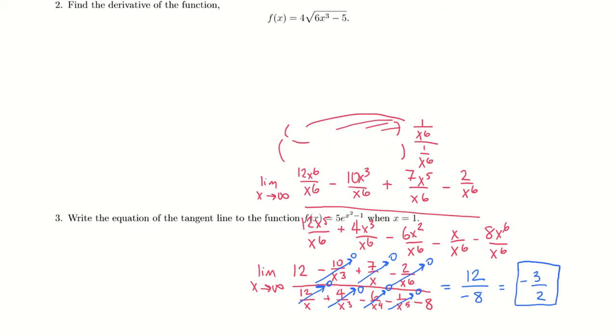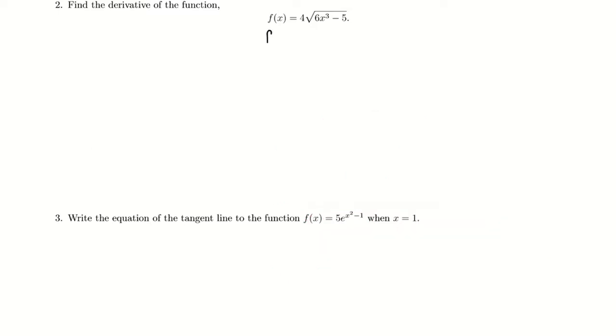Problem 2, find the derivative of f of x equals 4 times the square root of 6x to the 3rd minus 5. I like to rewrite square root problems with fraction exponents. So this would be f of x equals 4 times 6x to the 3rd minus 5, to the 1/2 power. And then we're going to do a substitution.